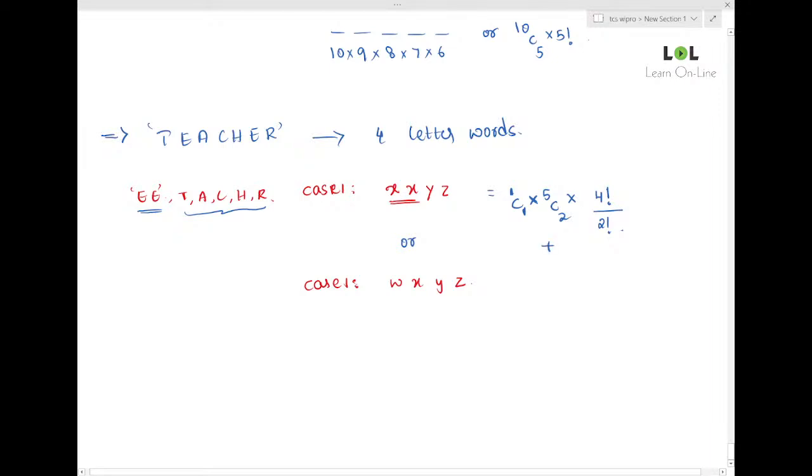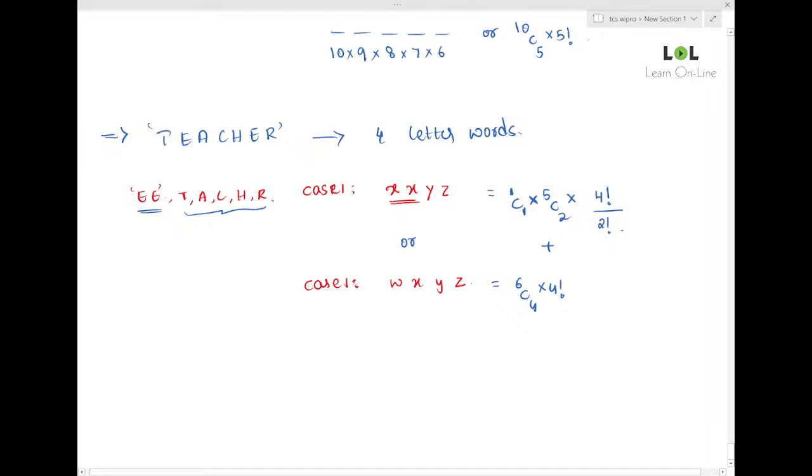Second case. I need all letters to be different. Tell me how many different letters are there with us? Six different letters are there. From them, we need only 4. What do we select? 6C4 into 4 factorial. Selection 6C4, because I can take only one E. In the 4 different letters, W, X, Y, Z here, I can take one E as well. So totally 6 different letters are there.